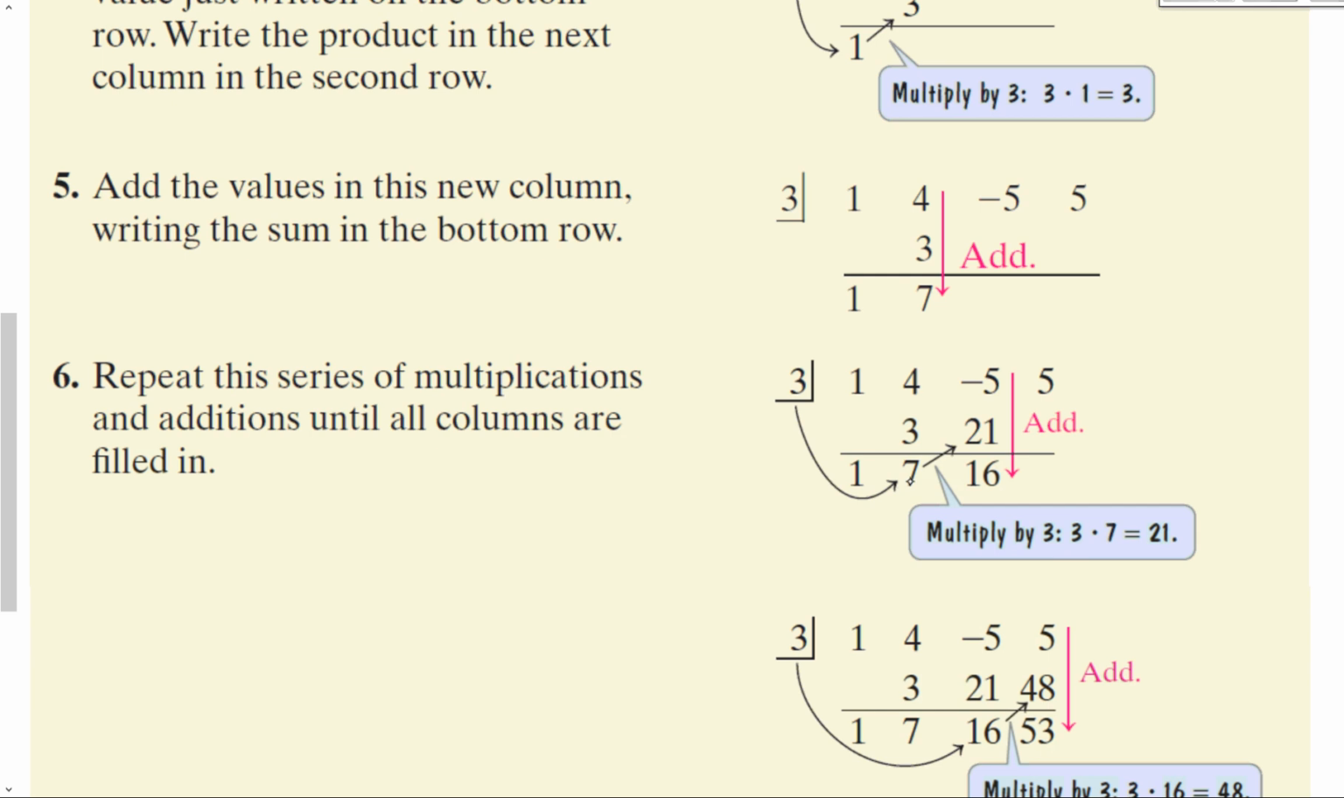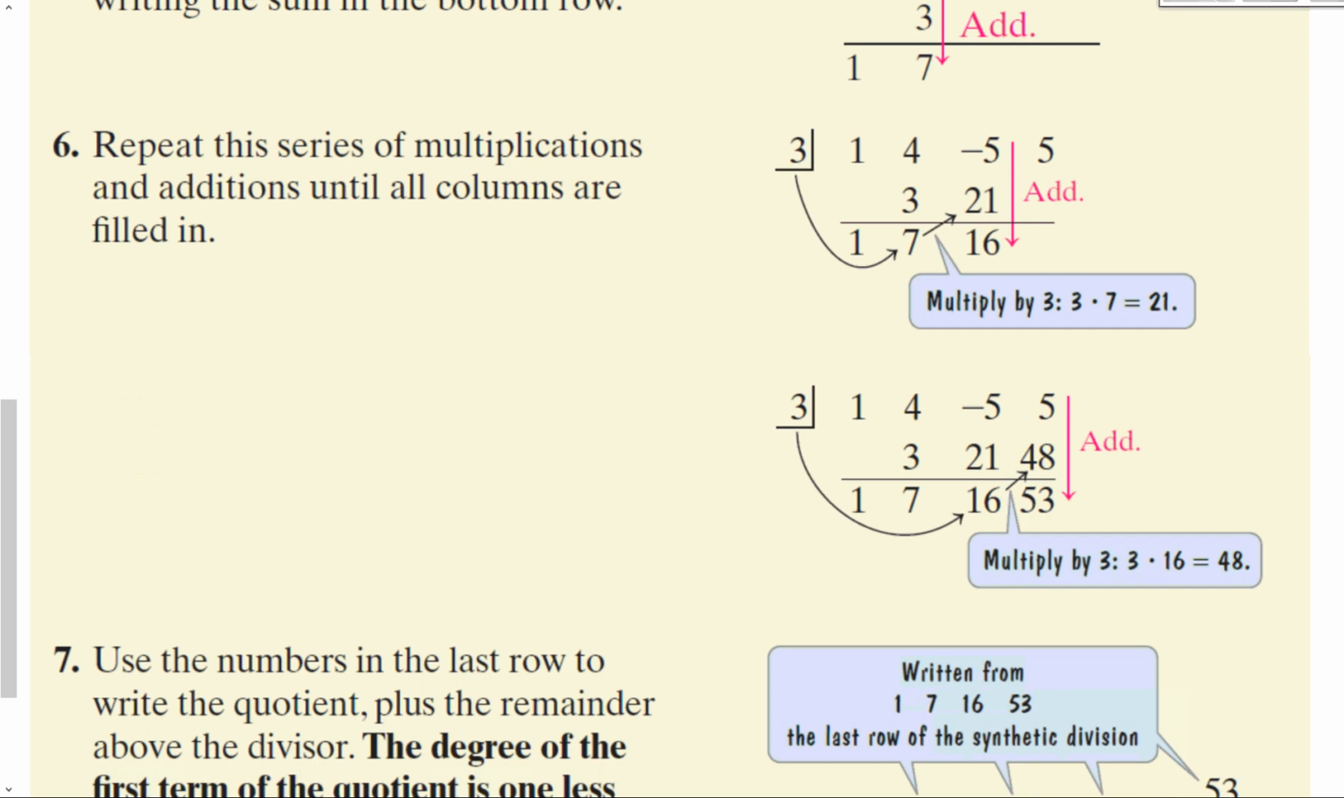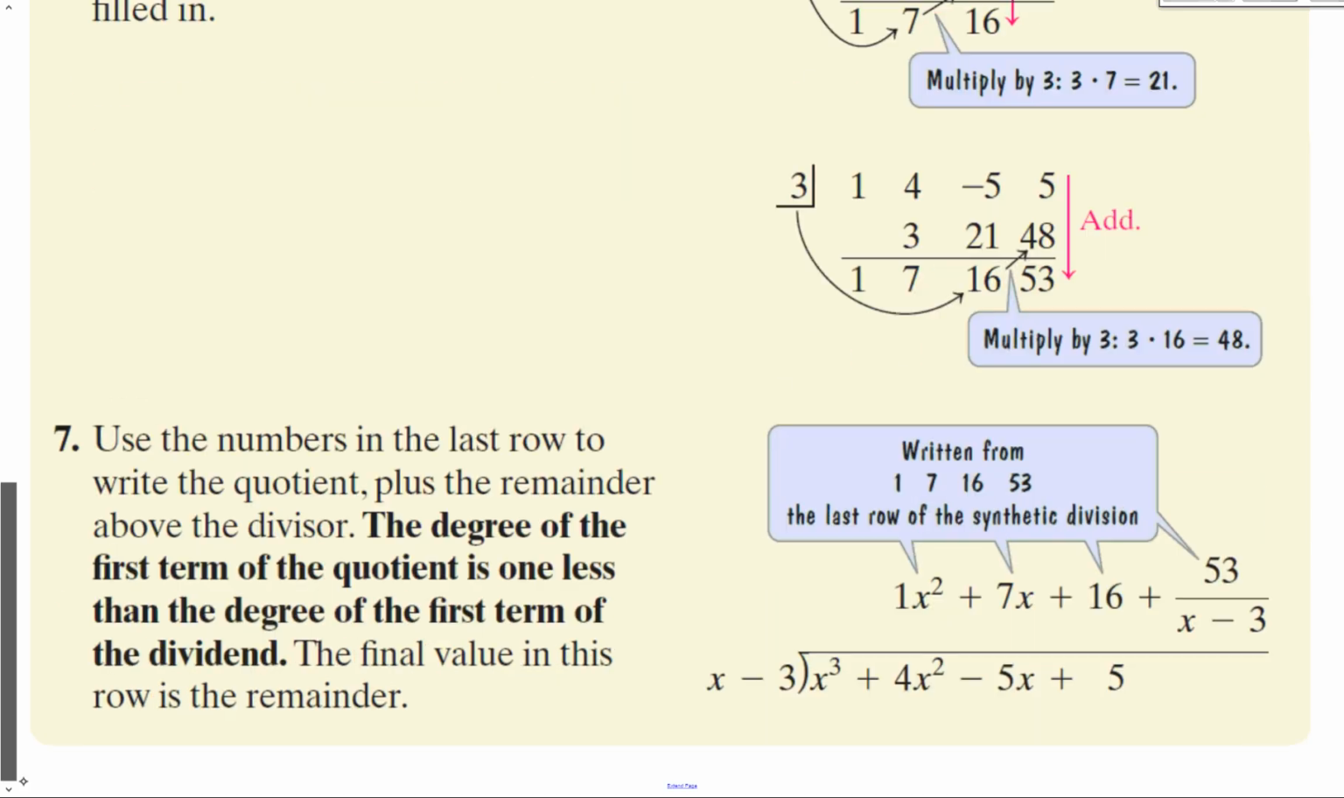We multiply the 3 times the 7, which gives me 21, and I put it up and to the right. Add, multiply, again, add, and then finally, we use the numbers in the last row to write the quotient plus the remainder above the divisor. The degree of the first term, this is important, that's why it's in bold, the degree of the first term of the quotient is always 1 less than the degree of the first term of the dividend.